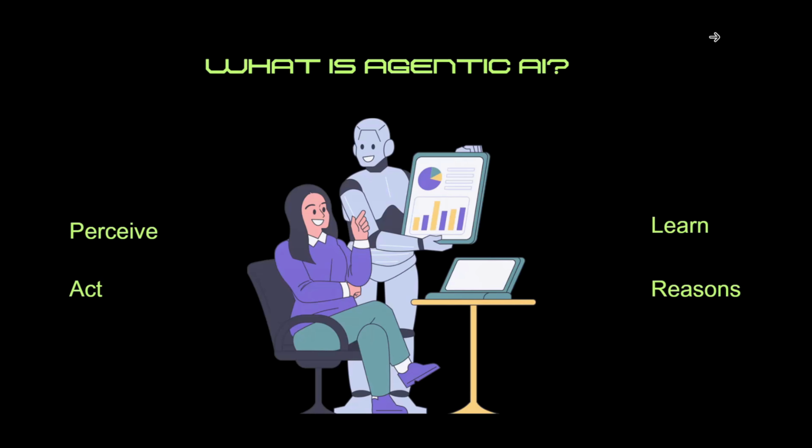So agentic AI is a new era where RPA robots become more intelligent. Now they can think, now they can decide, now they can act, now they can learn from previous feedback, and they take decisions on their own.